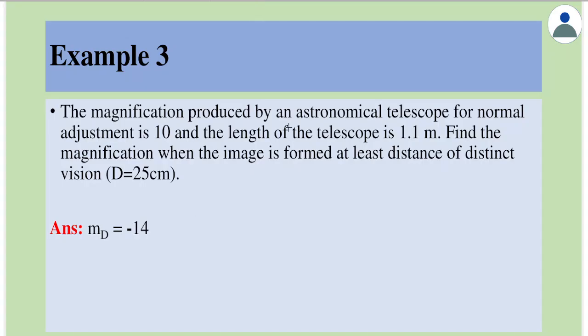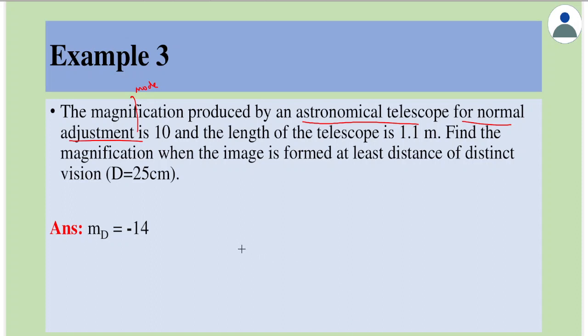The magnification produced by an astronomical telescope for normal adjustment mode is 10. That means that the object is at infinity and also the image is formed at infinity. And the length of the telescope is 1.1 meter. Find the magnification when the image is formed at the least distance of distinct vision.